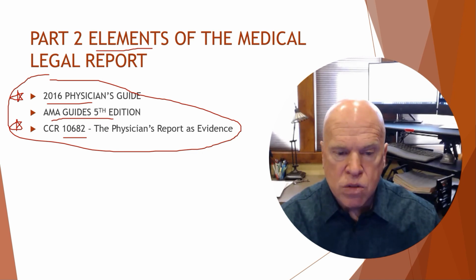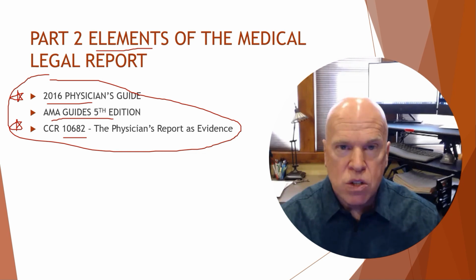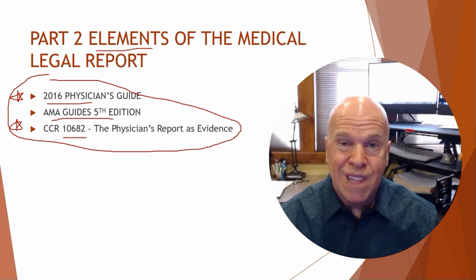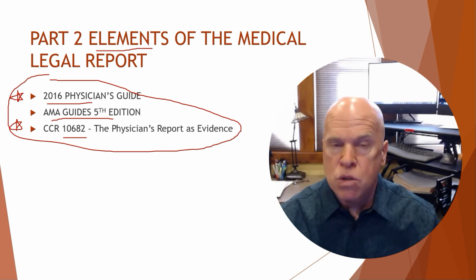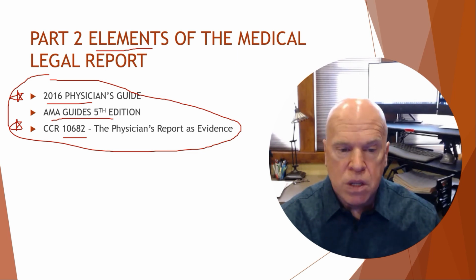In contrast to that, the AMA Guide's 5th edition is not California-specific, and it's not workers' compensation specific. The AMA Guide's 5th edition talks about permanent impairment evaluations in general, not related to any particular jurisdiction. But the AMA Guides have much to say about what they consider to be the elements of a high-quality permanent impairment report. So we're going to use this guide as a reference and extract from it that which is valuable to us here in the state of California.